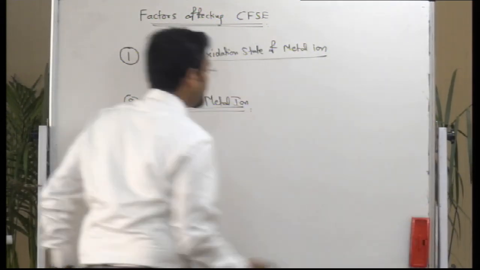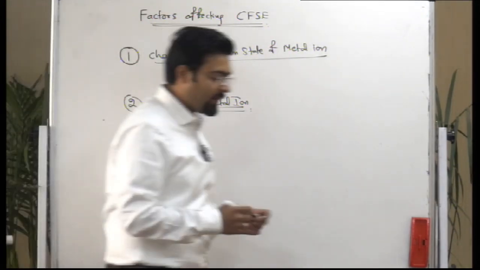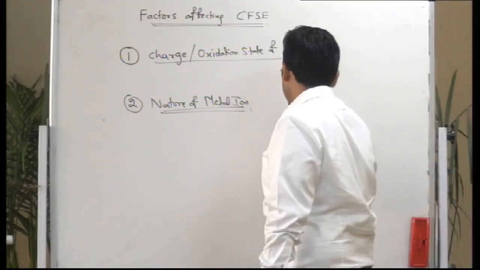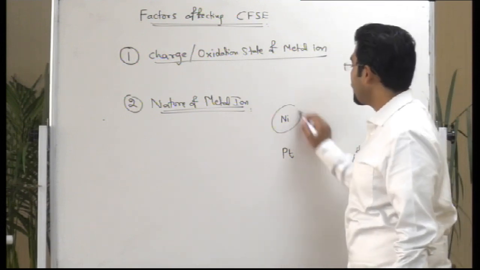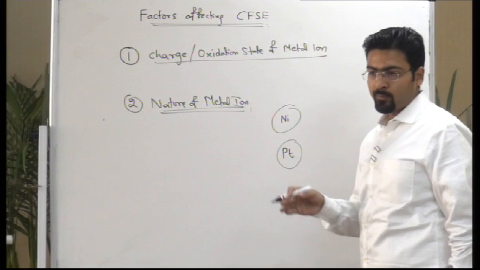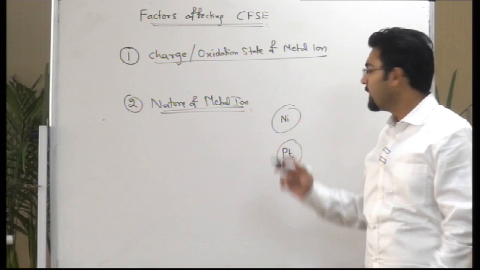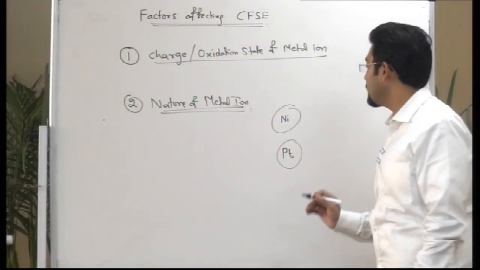Next is nature of metal ion. What is nature of metal ion? How does it affect? If I, for example, look at the metals nickel and platinum, they belong to the same group, which means that they have similar properties. That's why they are placed in one group in the periodic table, right? Both of them show D8 configuration, and both of them show M2 plus ion with D8 configuration.